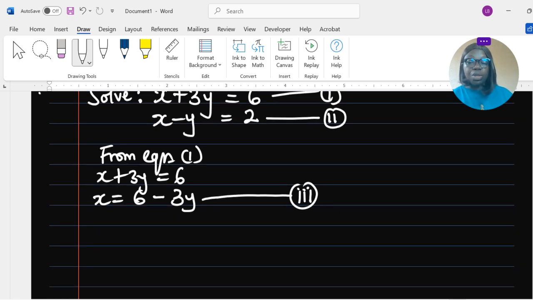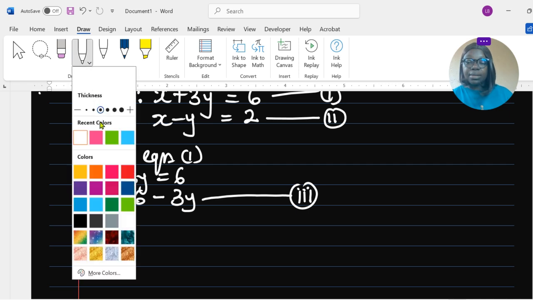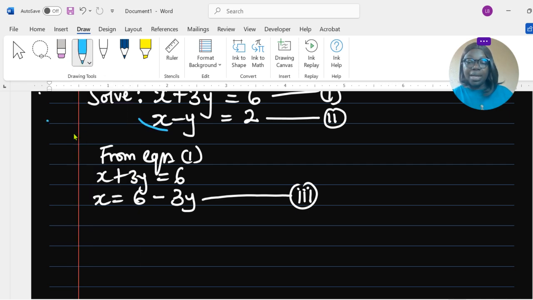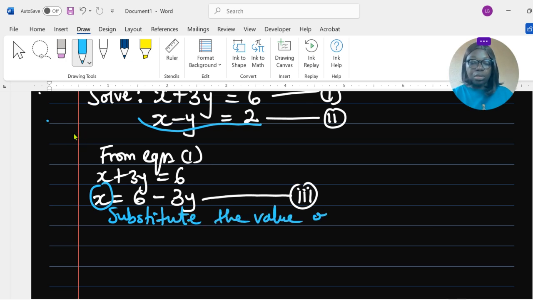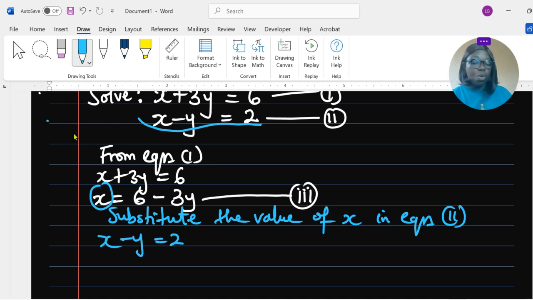So equation 2 is x minus y equals 2. Now that we have gotten a value for x in equation 3, we'll be substituting that value in equation 2. So we will say substitute the value of x in equation 2. Equation 2 is x minus y equals 2. Alright, that is our equation 2.